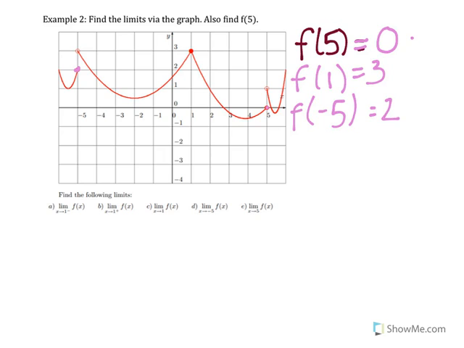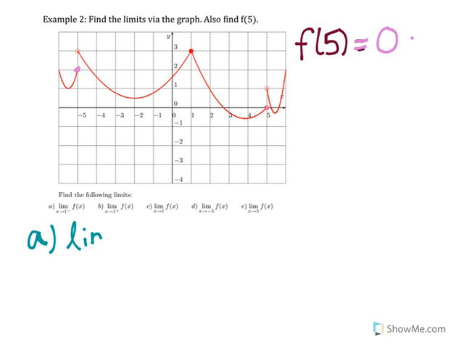And I'm just going to erase the two bottom ones just for room's sake. So we found f of 5. It's equal to 0 because that's where our solid dot is. So now we're going to move back into limits. So we're going to start and we are going to find, for part A, the limit as x approaches 1 from the left of f of x. And remember, the negative says we're finding a left-hand limit.